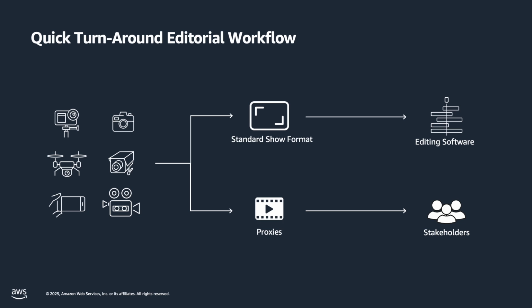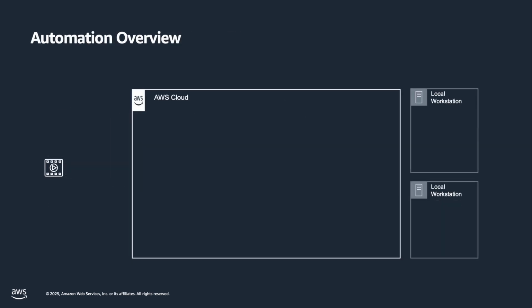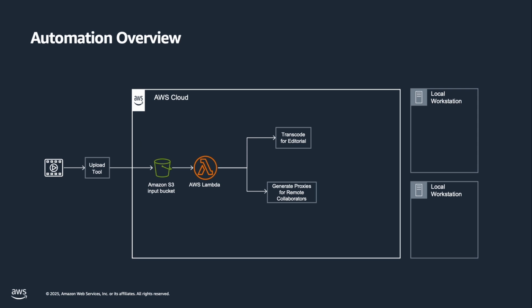Now let's look at the generic version of the workflow before diving into specifics. In order to process the footage in the cloud, we first need to select a tool for uploading the media into an Amazon S3 bucket. Once the upload is complete, it will trigger an AWS Lambda function, which will kick off the automation process. The Lambda function will trigger the two different workflows for creating the editorial media and creating the proxies. We then need to choose how we will be delivering the media to the editors and to any other stakeholders.